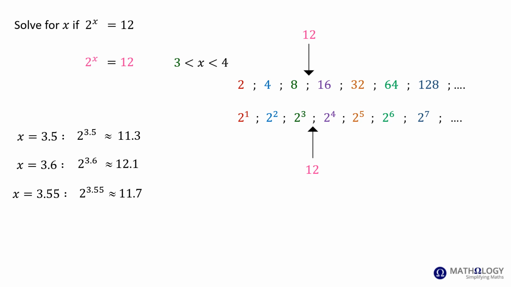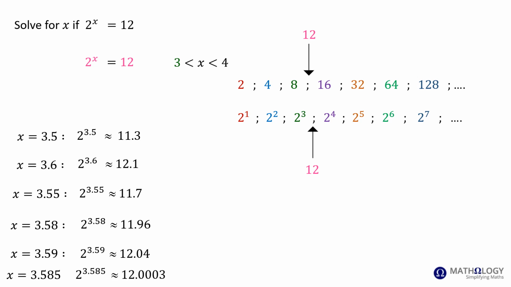2 to the 3.58 equals 11.96, 2 to the 3.59 equals 12.04, but 2 to the 3.585 is very close to 12, being 12.0003. This is also the approximation we get when using logarithms.